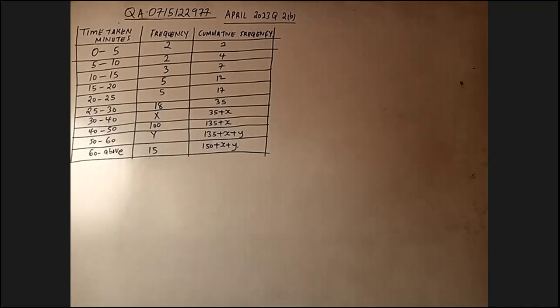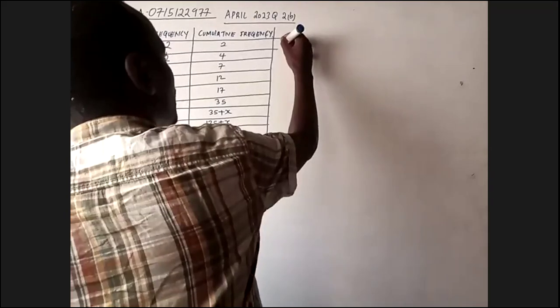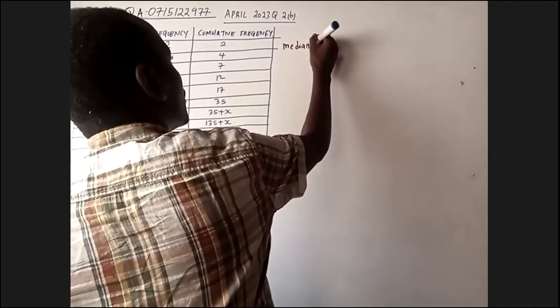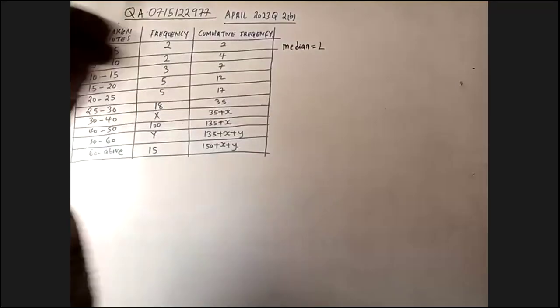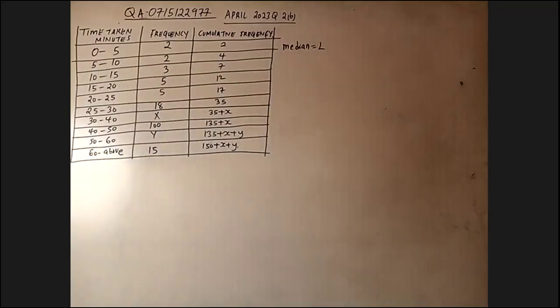Now, let's go back to our question. It tells us to determine the value of x when the median is 40.5. Now, remember the formula of median? So median is equal to L. Let me check in a book a bit. There is too much ink. Let me use it as it is.